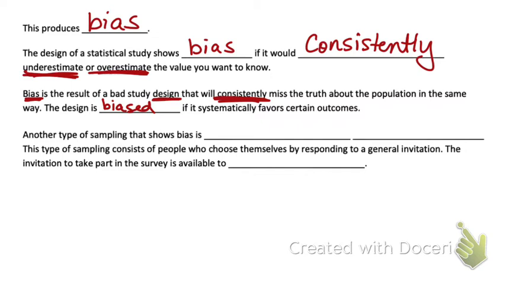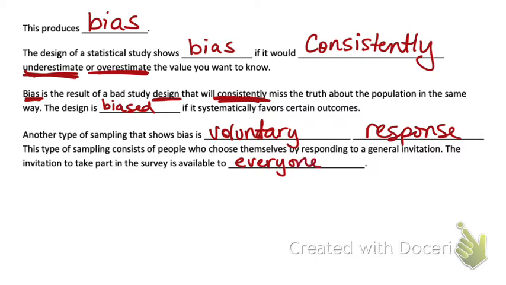All right, guys, another type of sampling that shows bias is voluntary response. This type of sampling is when people choose themselves to respond to a general invitation. Now, here's an important part of it. The invitation to take part in the survey is available to everyone.